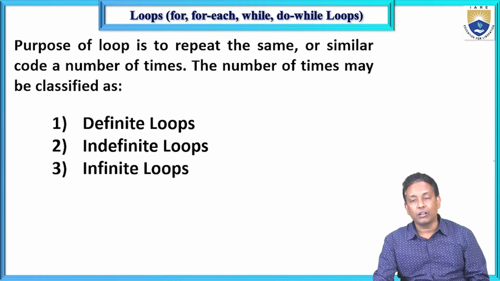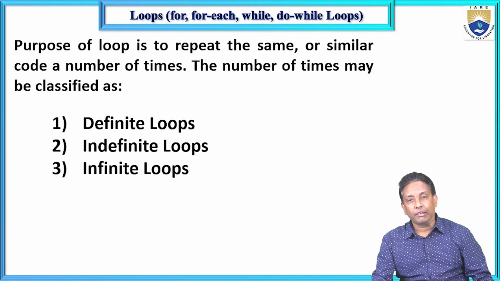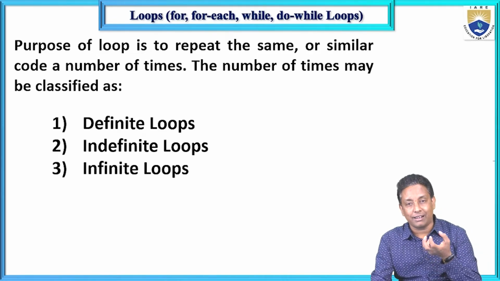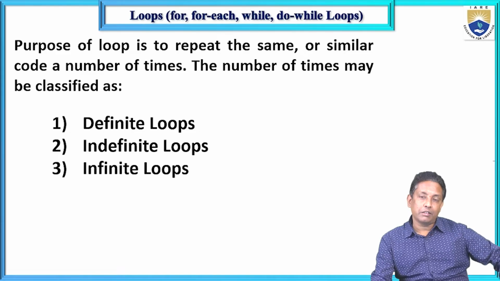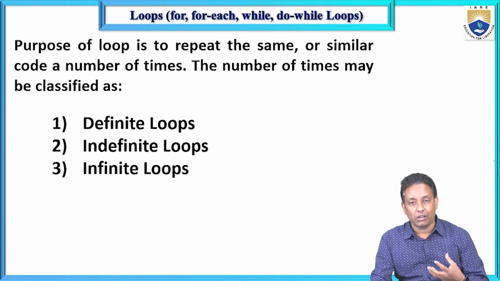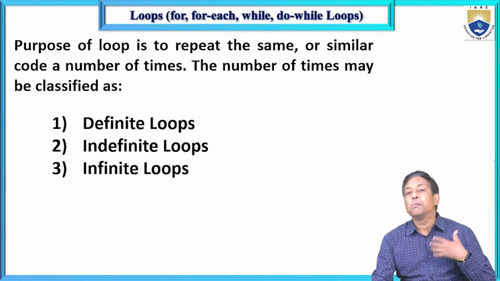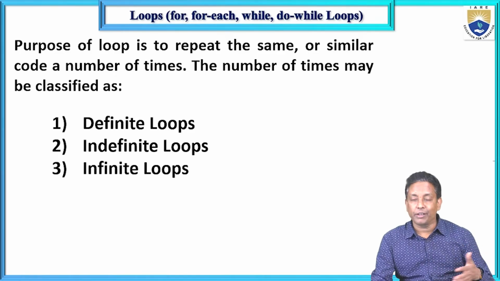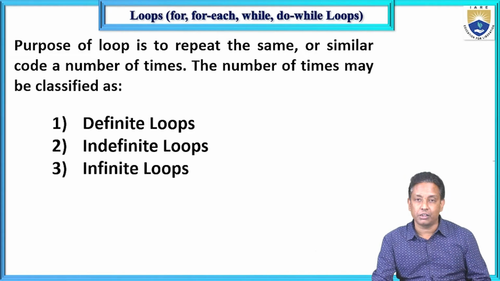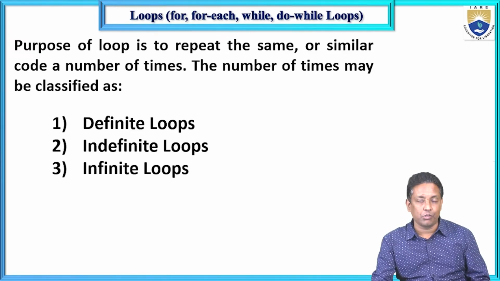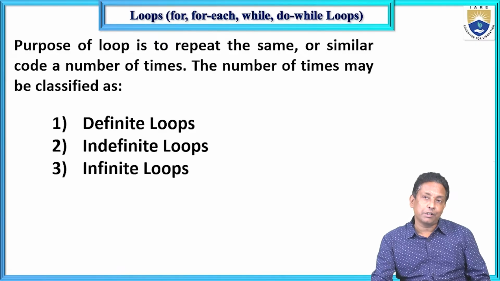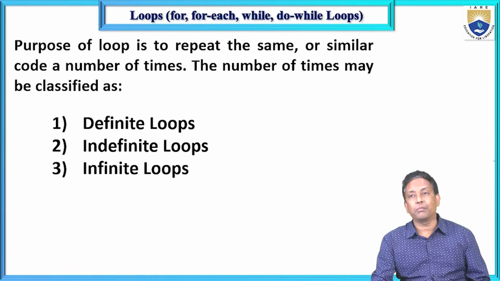Calculating the sum of marks, the average, and the grade would take around 10 to 15 lines of code. If you want to execute the same 10 to 15 lines of logic many times, for 10, 15, 20, 50, or 100 students, what we need is iterations, we need loops. That is what I have explained there: the purpose of a loop is to repeat the same or similar code a number of times.